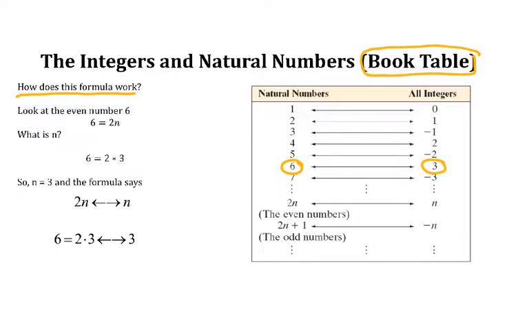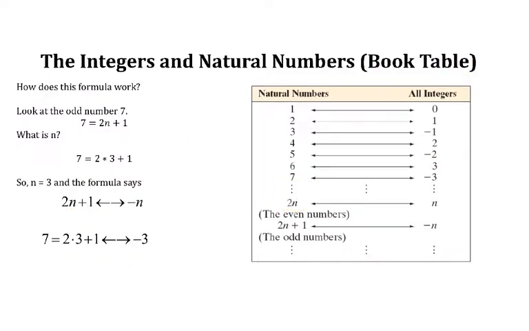So the formula says we have to write 6 as 2 times n. Well, 6 is 2 times 3, so n equals 3. So the formula says send 2n to n. So 2 times 3 goes to 3, and that's how you get from 6 to 3. It's a little more complicated to me, but some students like it better.